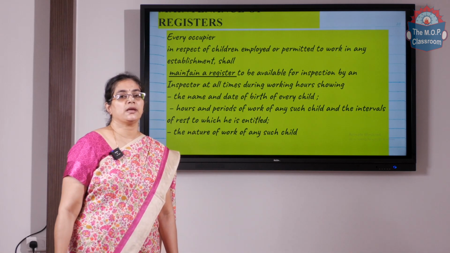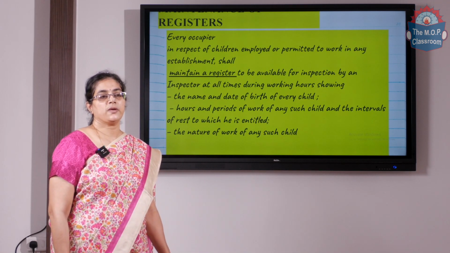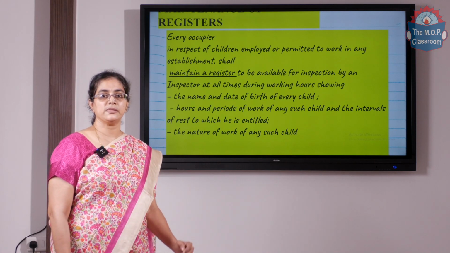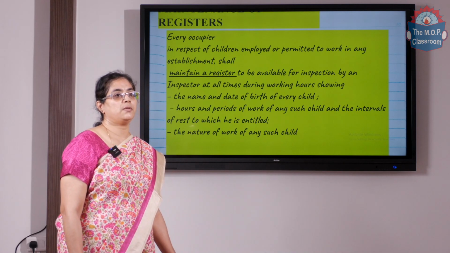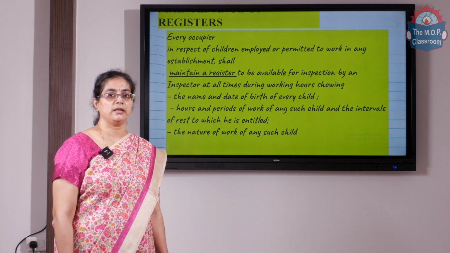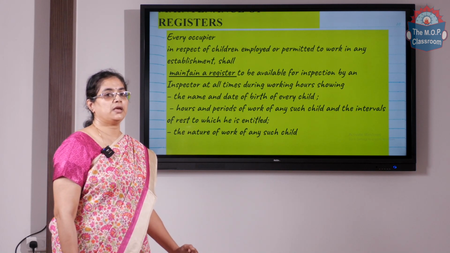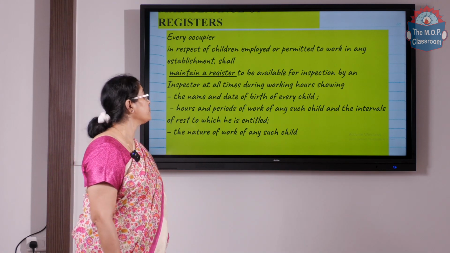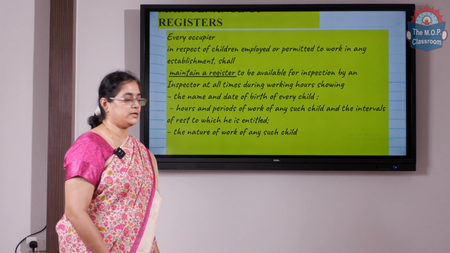Looking at the provisions that are required for compulsory maintenance of records, every establishment, every occupier is required to compulsorily maintain records with details about the child, the name of the child, the date of birth of the child, the age of the child, and the nature of work that has been allocated to the child. All these are records that should be compulsorily maintained by every establishment which is employing a child.